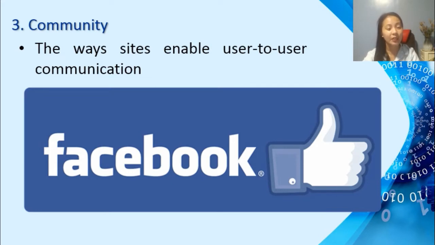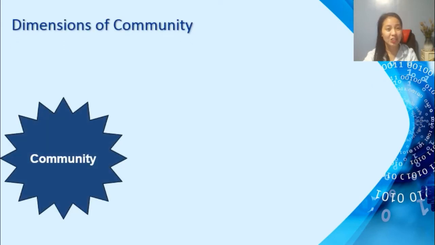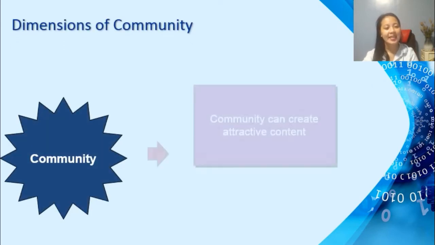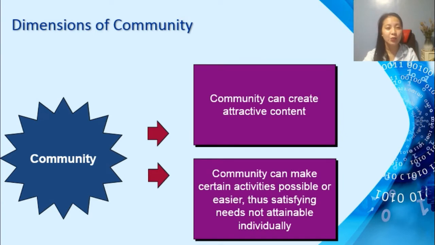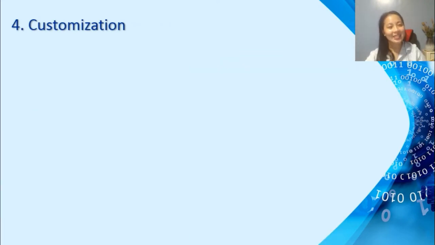We have the Facebook community. Let's take a closer look at the dimensions of community. Therefore, you need user-to-user communication. That is community. The next C, or the next element, is customization.